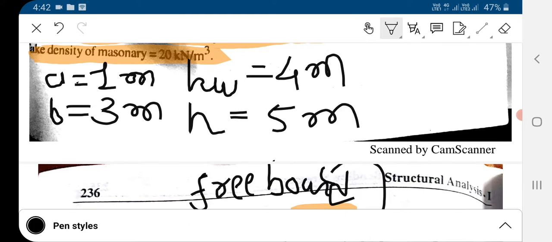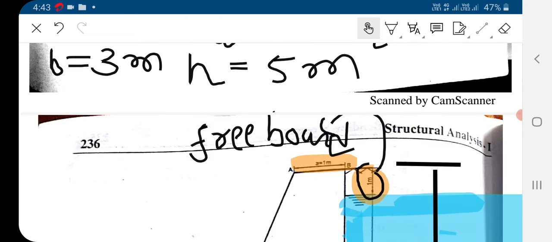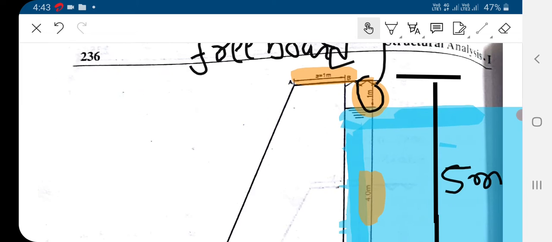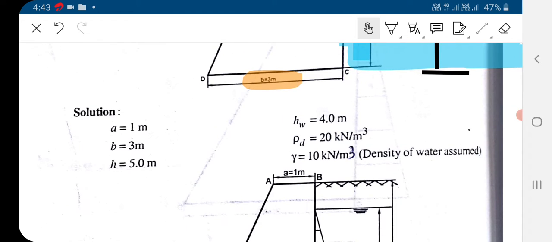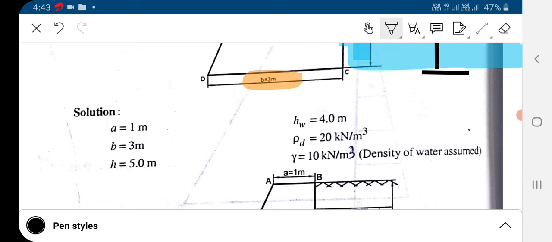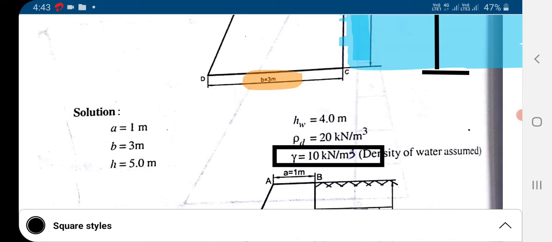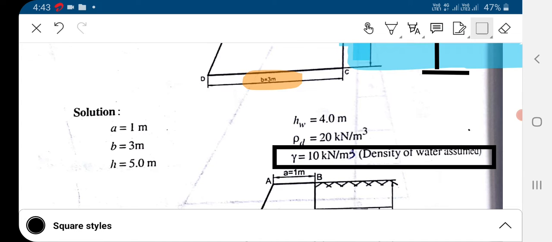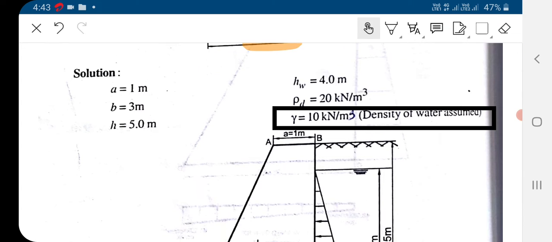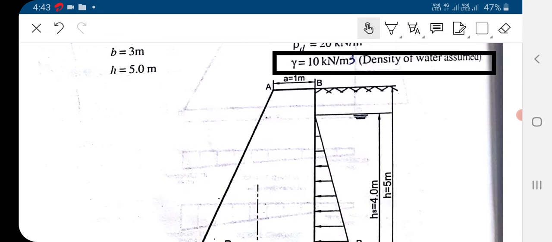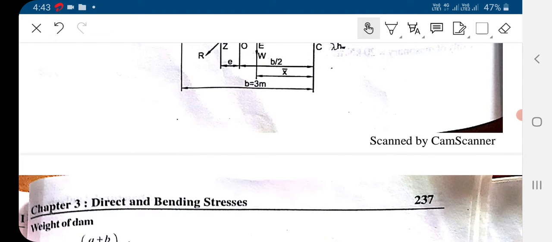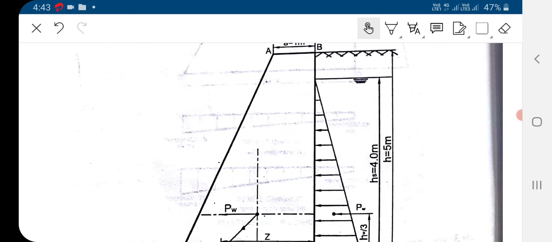And the density of the dam material, rho D, is given to us as 20 kilonewton per meter cube. Here the density of water is not given, so we can take it as 9.81 kilonewton per meter cube, or we can also take it as 10 kilonewton per meter cube. Here it is taken as 10 kilonewton per meter cube. So these are the data given to us. Based on that, the first step is to plot this stress distribution diagram.